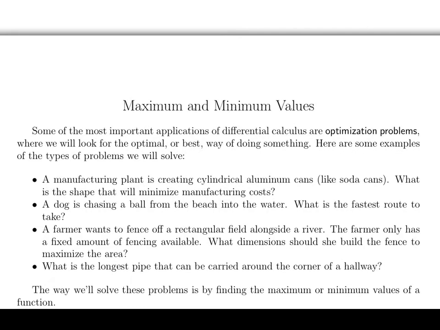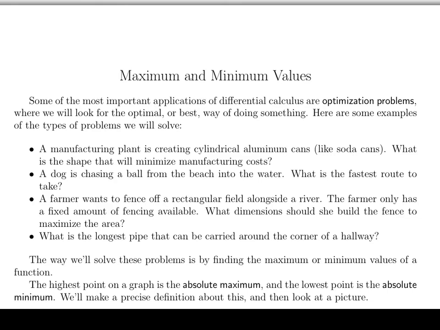Now, the way we're going to solve these problems is we're going to find the maximum or minimum values of a function. So let's make a definition now about these maximum and minimum values. Now, we've talked previously about local maximum and local minimum values. We're going to do something a little different now. So we're going to say that the highest point on a graph is the absolute maximum, and the lowest point is the absolute minimum. Well, let's make a precise definition and then take a look at a picture.